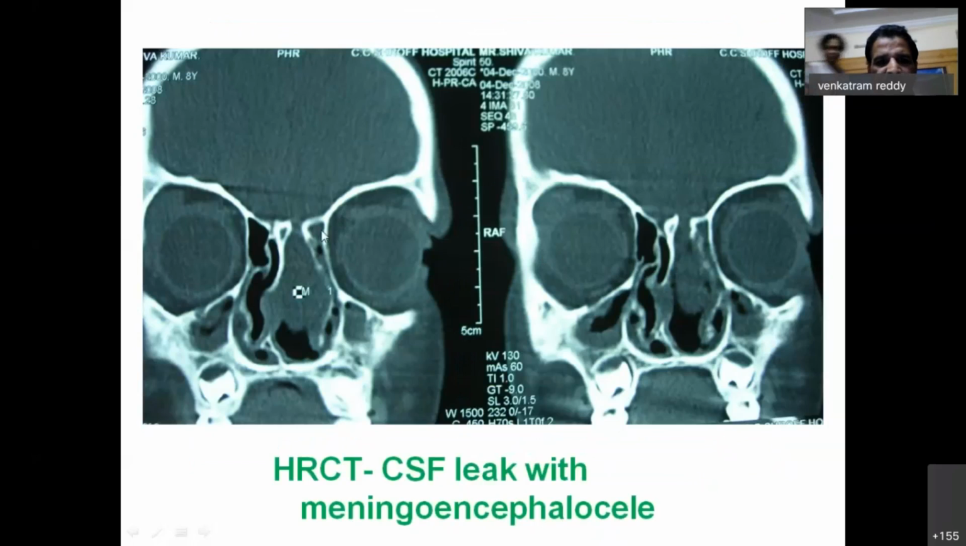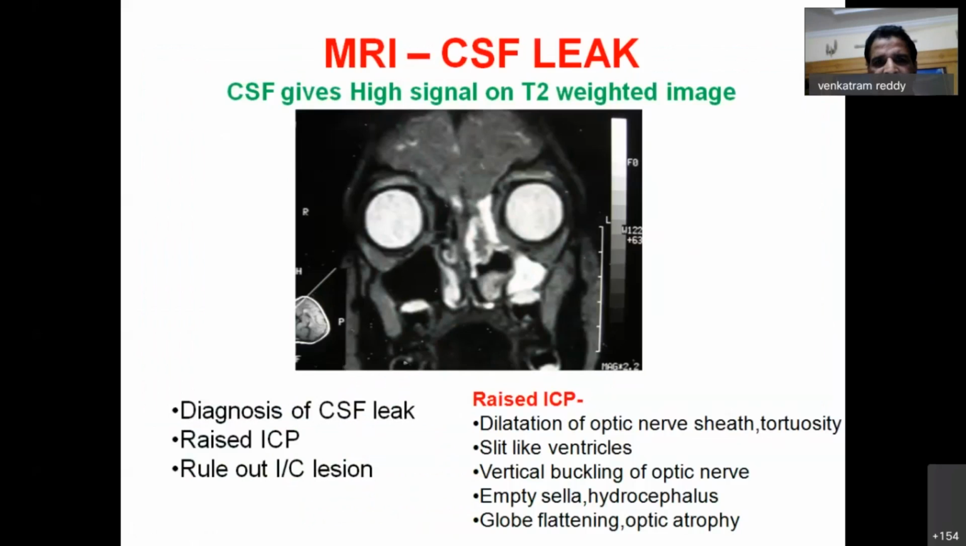This is a plain CT scan in a 9-year-old boy, and you can see the active CSF leak with a meningoencephalocele from the cribriform plate and the adjoining area. So these are huge defects, about 1.5 to 2 centimeters. It's a plain CT.